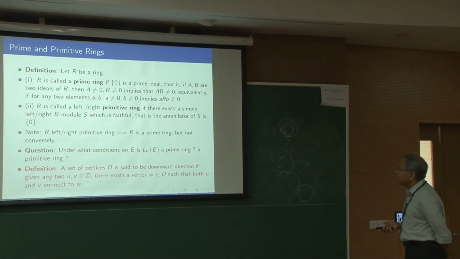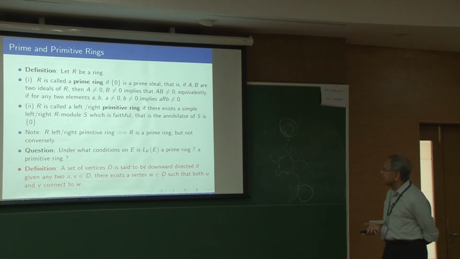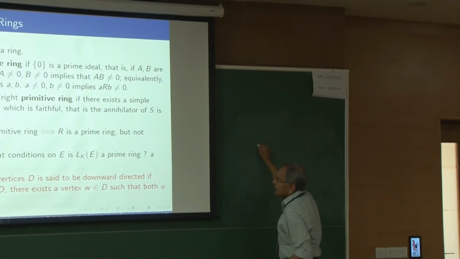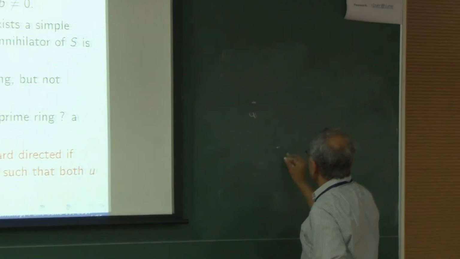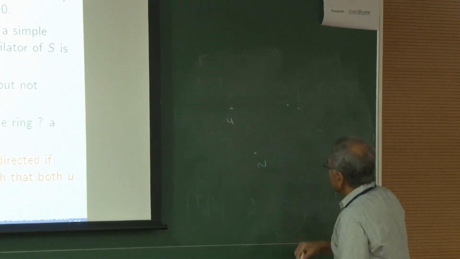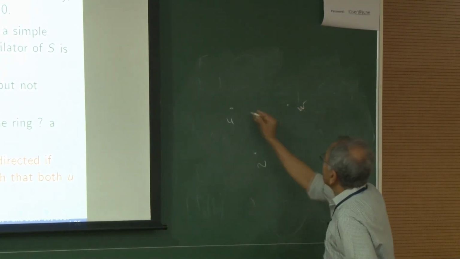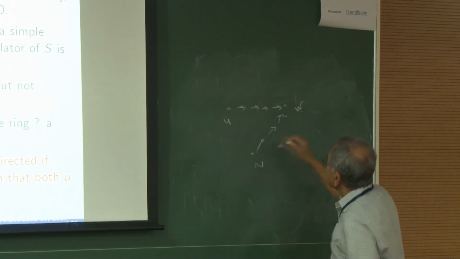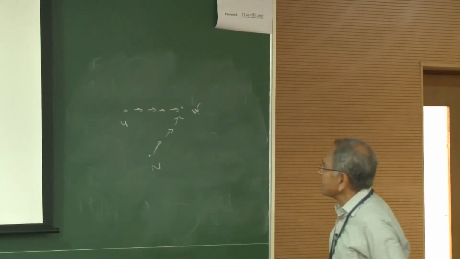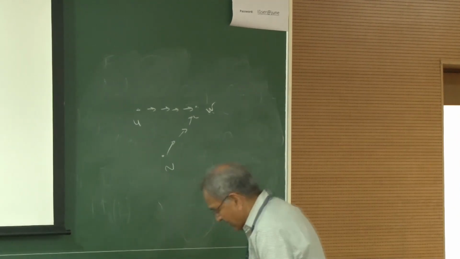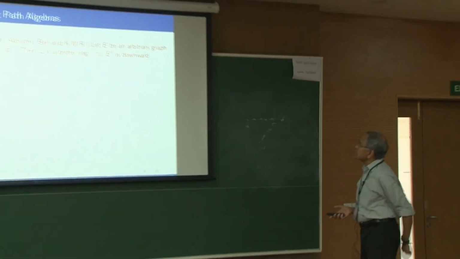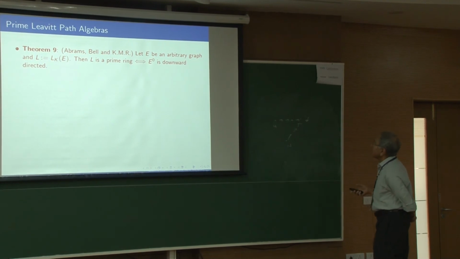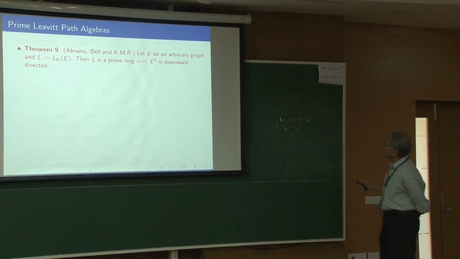Again, a simple graph property is the following. Namely, a set of vertices in a graph is said to be downward directed if, given any two vertices, a vertex U and a vertex V, there must be a vertex W and a path from U ending in W and a path from V ending in W. So given any two vertices, there is a third vertex and paths connecting U to W and V to W. One of the results is that if E is a row-finite graph, then the Leavitt path algebra is a prime ring if and only if the set of vertices E0 is downward directed, namely, has this property.